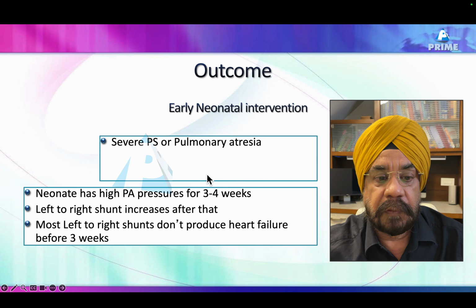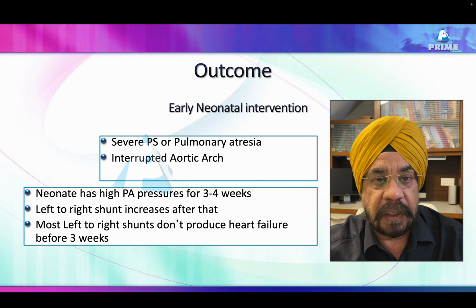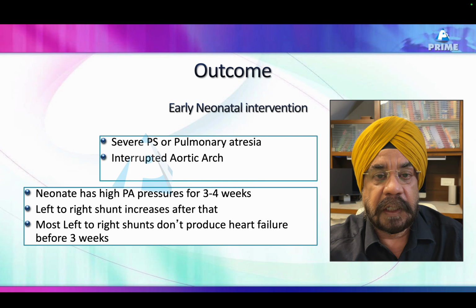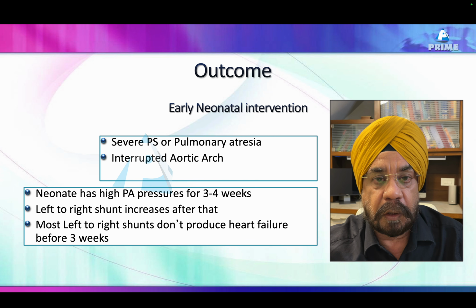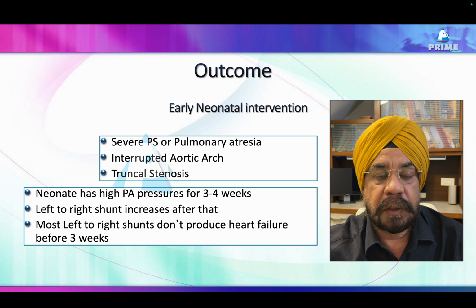But there is an issue that if you have a severe pulmonary stenosis or pulmonary atresia, or an interrupted aortic arch, now, if you have an interrupted aortic arch, this becomes what? This becomes a ductal dependent circulation. The entire lower limb circulation is dependent upon the ductus, and the blood is going from the pulmonary artery through the ductus into the descending aorta. If this ductus stops functioning or closes, then this will be catastrophic. So that's why this is a ductal dependent circulation. And if they have a truncal stenosis, you've seen that also would lead to features of acute heart failure.